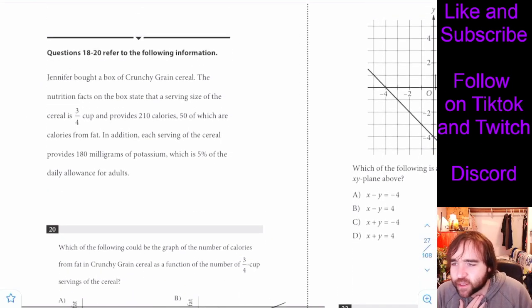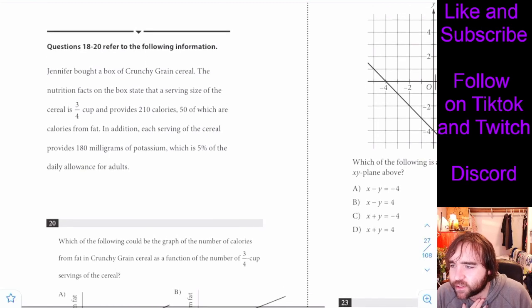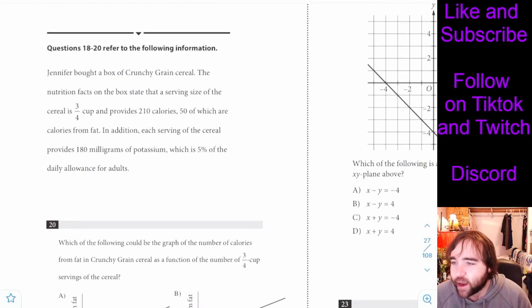Okay, so this is just a weird question in general, but let's take a minute to read it. So Jennifer bought a box of crunchy grain cereal. The nutrition facts on the box state that a serving size of the cereal is 3/4 cup and provides 210 calories, 50 of which are calories from fat. In addition, each serving of the cereal provides 180 milligrams of potassium, which is 5% of the daily allowance for adults.